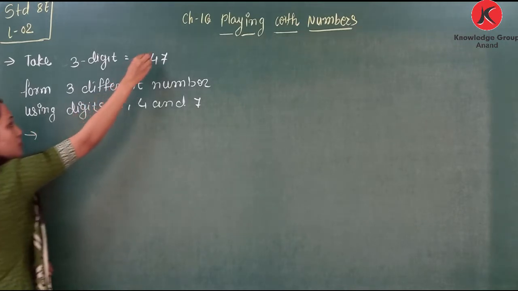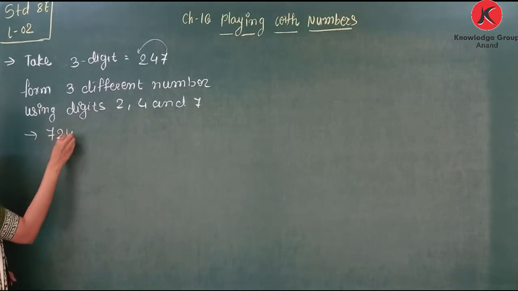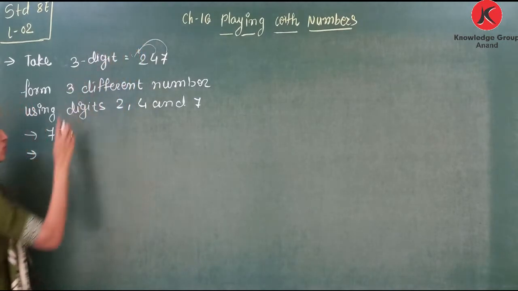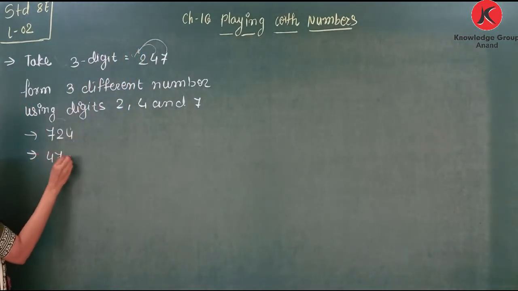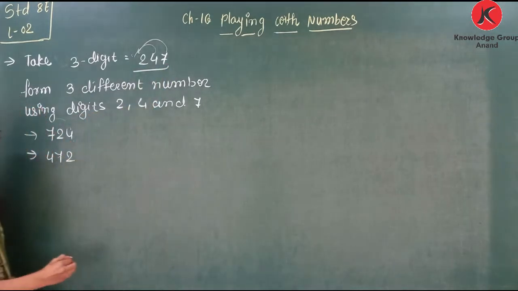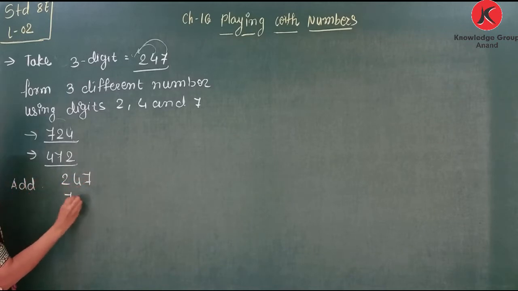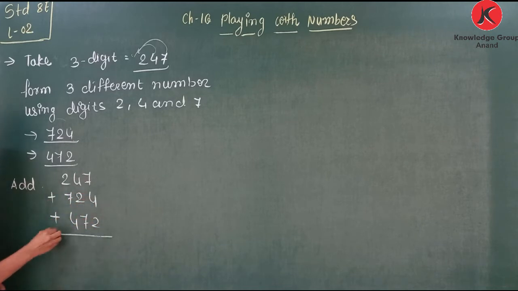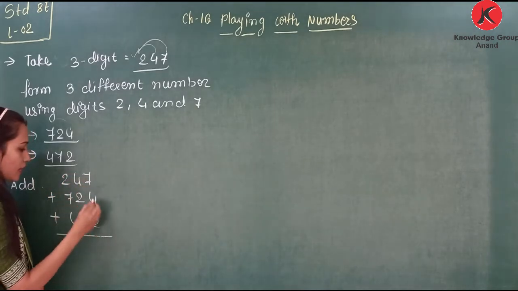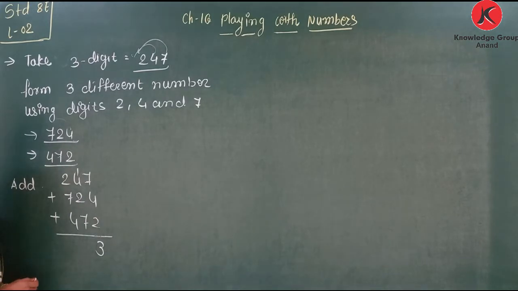So let's take, we shift this 7 to first place, so it is 724, and after that we shift this 4 to the 100 place, it is 472. So now we get three numbers, 247, 724 and 472. Now add these three numbers. Add them. So here we get 9 plus 3, and the sum is 1443. Now try to divide this number by 37.